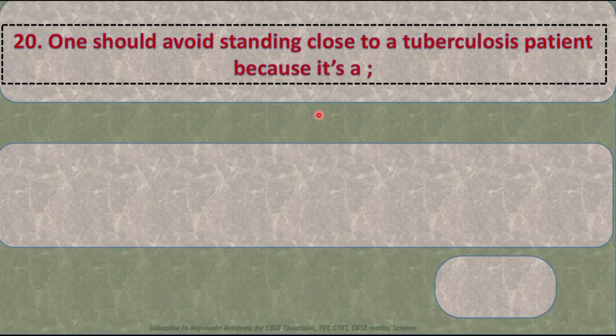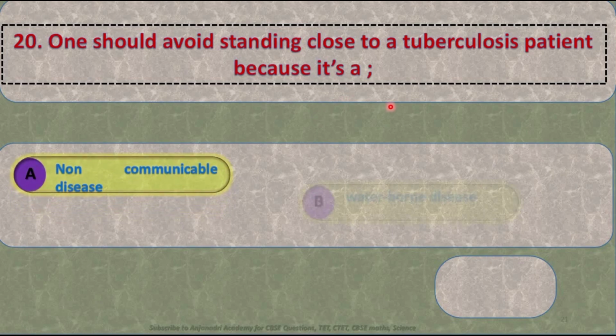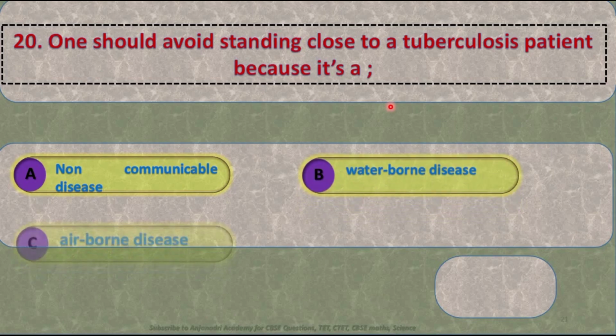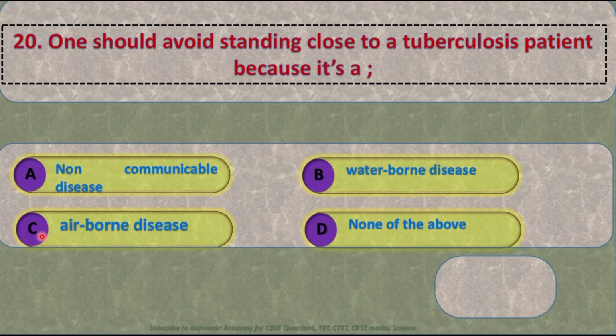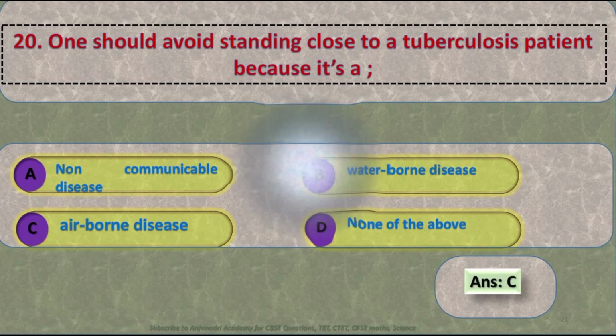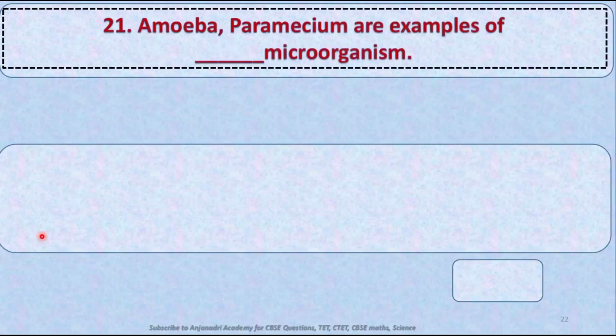One should avoid standing close to a tuberculosis patient because it's a non-communicable disease, waterborne disease, airborne disease, none of the above. The answer is airborne disease. As it is an airborne disease, one should avoid standing close to the tuberculosis patient. The answer is option C. Here is the next question.